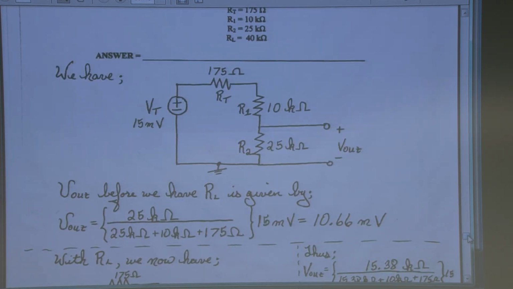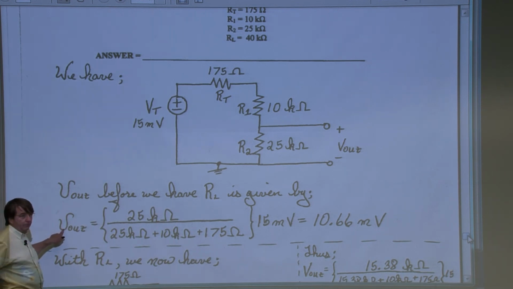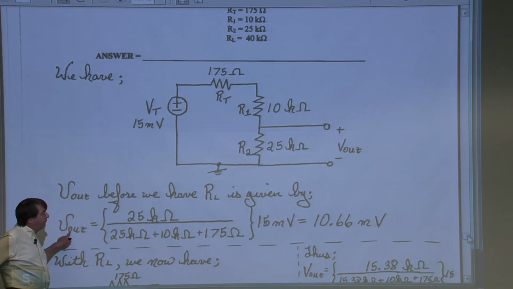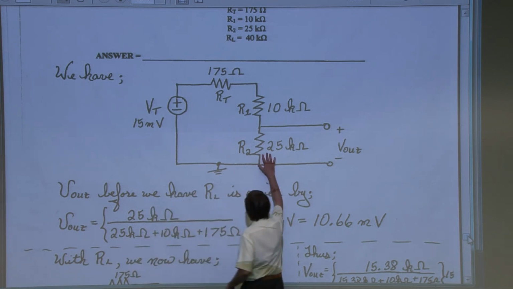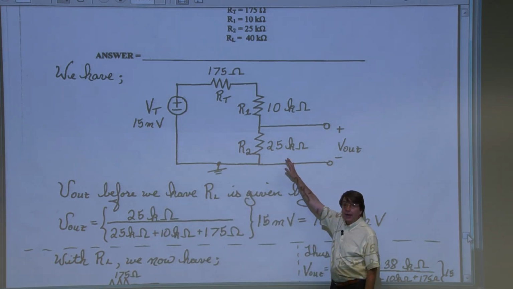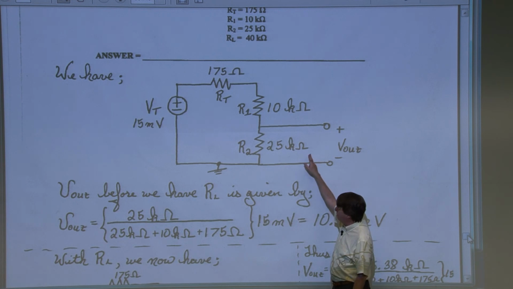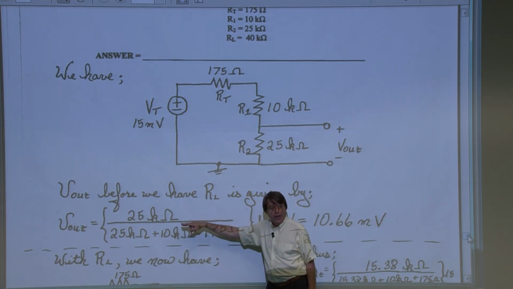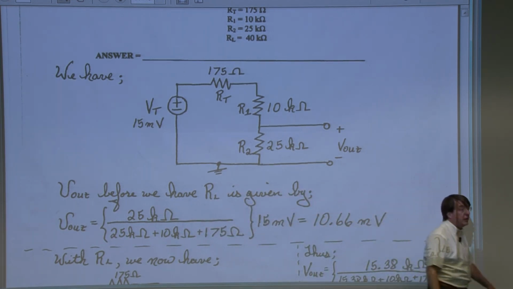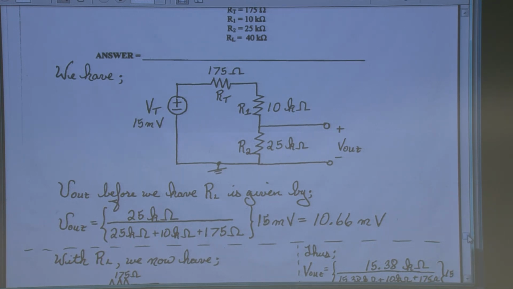is voltage division. So let's get the before. The before says, I'm taking the voltage across the 25K. I'm sure you remember voltage division. You put that resistor in the numerator, and all the other resistors are in series, so I divide by the sum of all those resistors. So all three are in the denominator, multiplied by the Thevenin voltage, which is 15 millivolts. So with no load at all, it's 10.66.